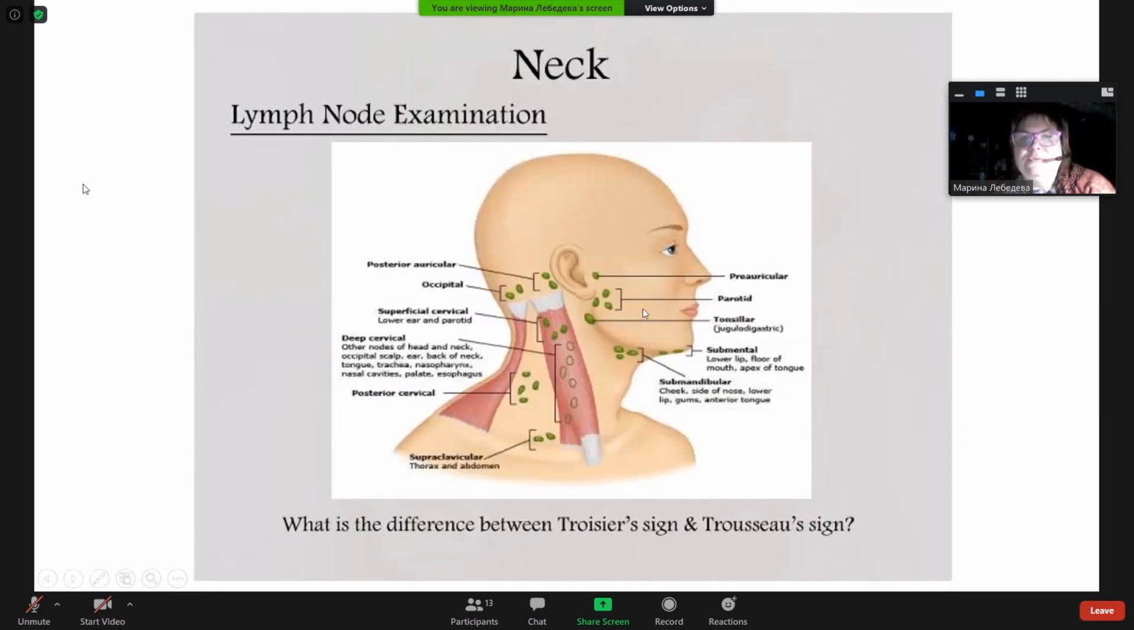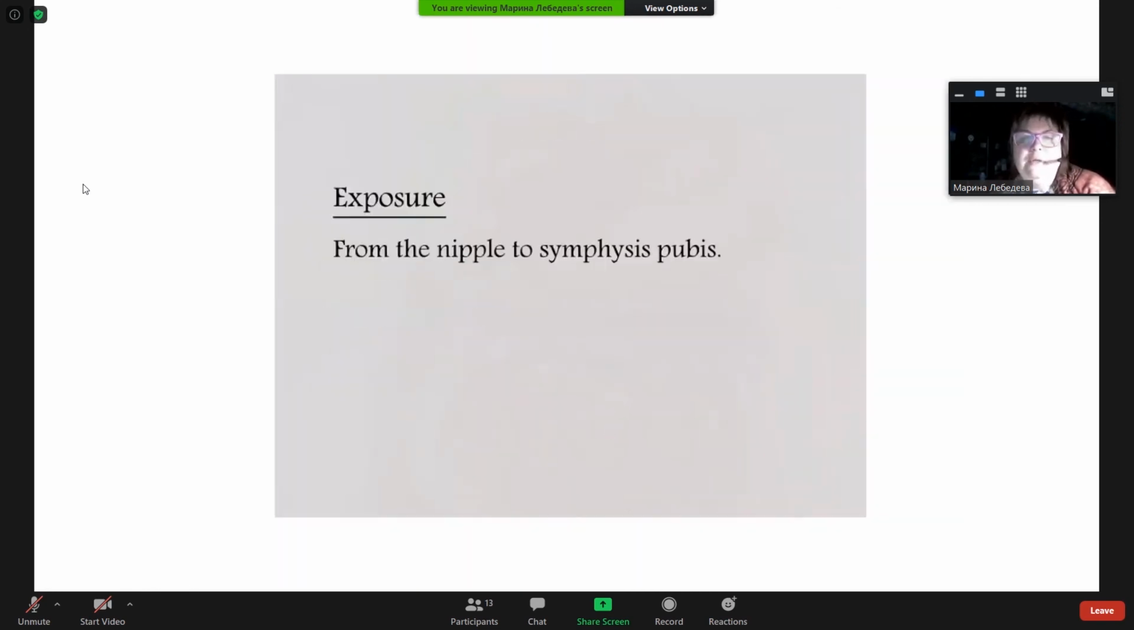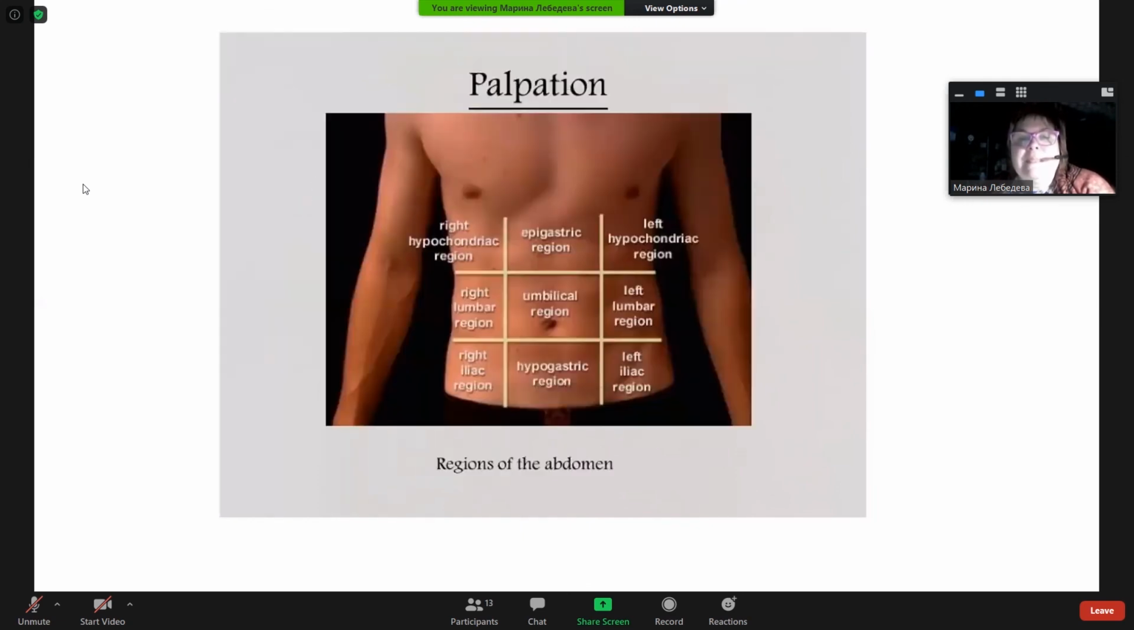Peripheral lymphatic nodes, not only here, but of the whole body. You may be asked. I recommend you to revise the zones of the abdomen, better understand where pathological problems are, for example, pain location or tenderness. Very often, hypogastric region, students mixed with epigastric one.